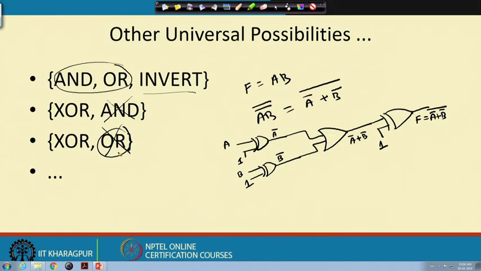So, whenever we have a combination of gates that can give us all possible basic functions, we call it a universal set. And NAND and NOR gates are individually universal gates, and we can have other combinations like AND OR invert, XOR AND, XOR OR, like that.